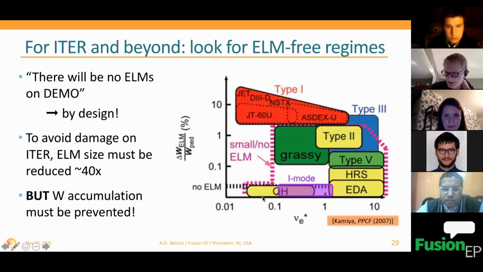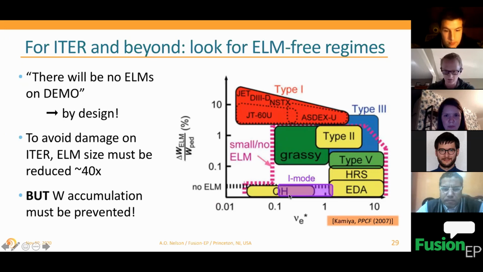If we look again, we had a plot like this earlier, right? Collisionality on the x-axis, and this time it's delta W_ELM over W_ped, which is really just a measure of how big the ELMs are on the y-axis. Type I ELMs, which is the theory we gave above, and like the standard type of ELM, are all very big ELMs spanning over a large range of collisionality.